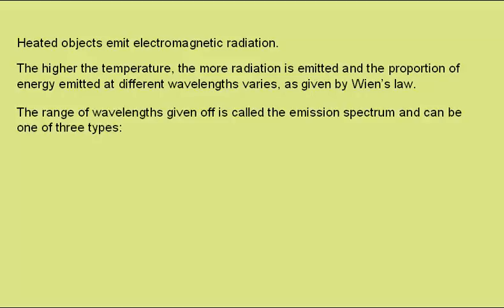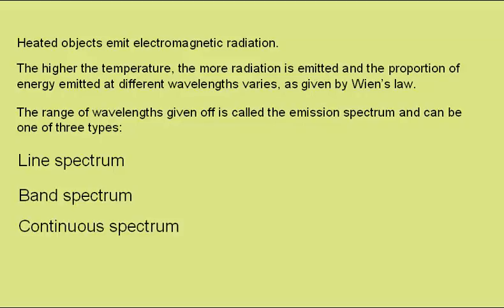The range of wavelengths given off is called the emission spectrum, and can be one of three types: line spectrum, a band spectrum, or a continuous spectrum. What we get depends on the material being heated.